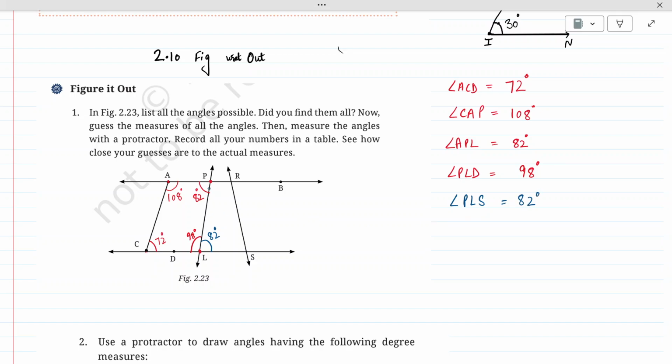Next angle is LPR, this angle. So how can we find this? Protractor at P, one line with PR, and where this is falling. This particular angle will also come around 98 degrees.